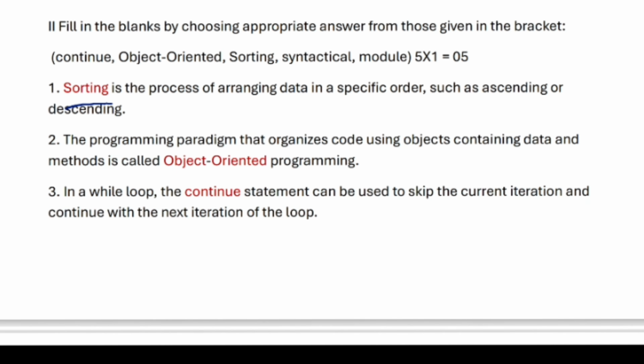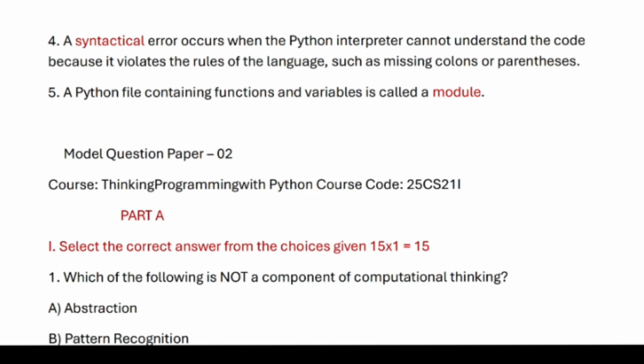Option 1, first question: the programming paradigm that organizes code using objects containing data and methods is called object-oriented programming. In a while loop, the continue statement can be used to skip the current iteration and continue with the next iteration of the loop.